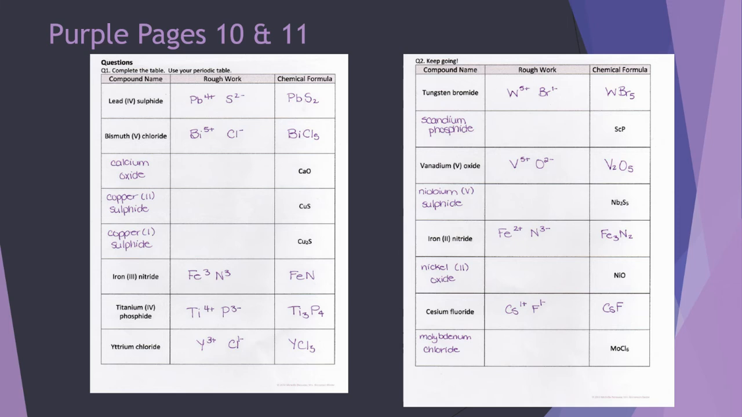Then on page 11, tungsten bromide. Tungsten has a +5 charge. Bromine has a -1 charge. Crisscross them, we get WBr5.